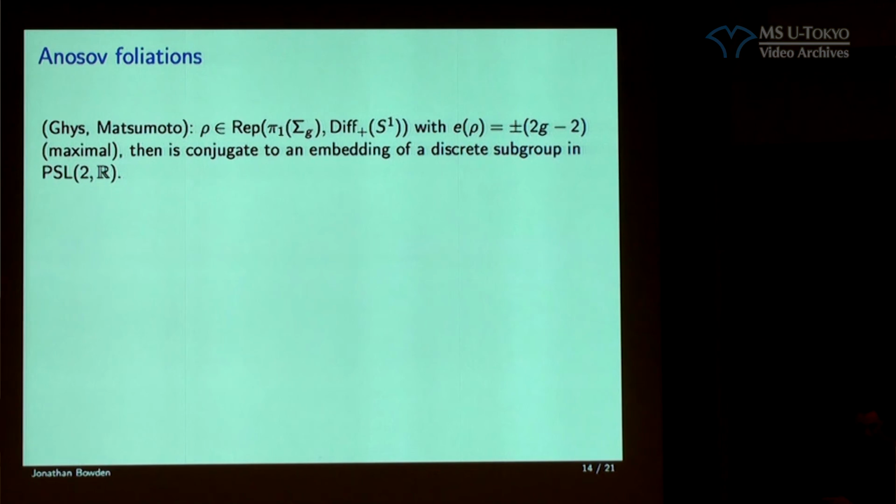So I mentioned it already, but let me repeat it. Matsumoto tells us that for a maximal representation, any other representation with the maximal Euler class is, first of all, topologically conjugate to a fixed one, that's Matsumoto, and he showed that it's then smoothly conjugate, everything's smooth, to some Fuchsian representation, not a fixed one, you have moduli. But in particular, they're coming from Anosov flows in the maximal strata.